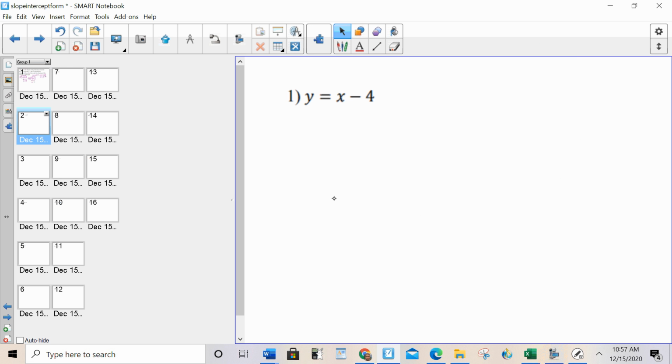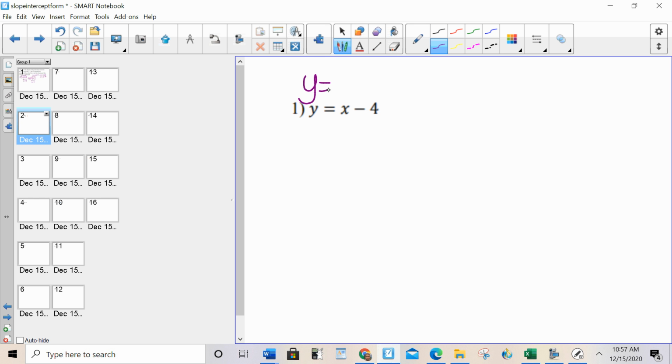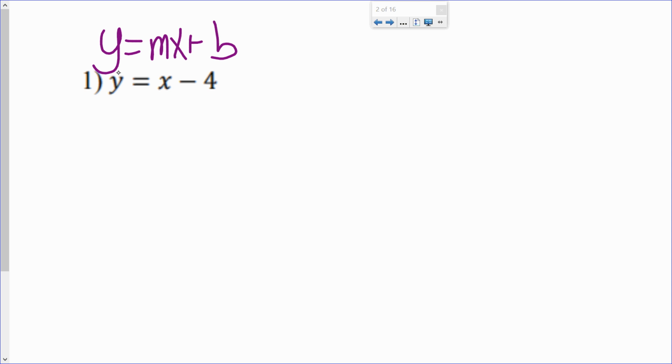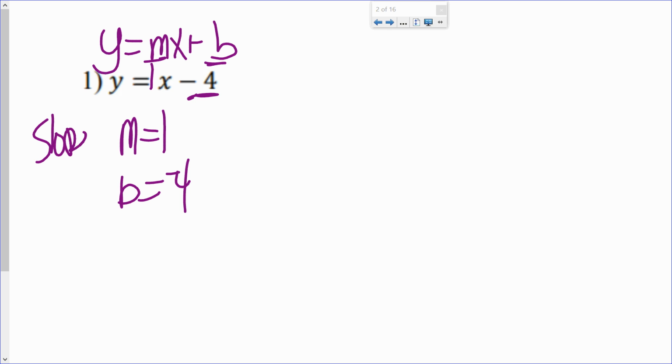All right, so number 1. My first step, is this in y equals mx plus b form? Yes. Y is by itself. The x is written first. The constant term is written at the end. So m is whatever is in front of the x. So in this case, m is 1. B is whatever comes at the end. B is -4. That's it. So my slope is m, which is 1, and my y-intercept is b, which is -4.